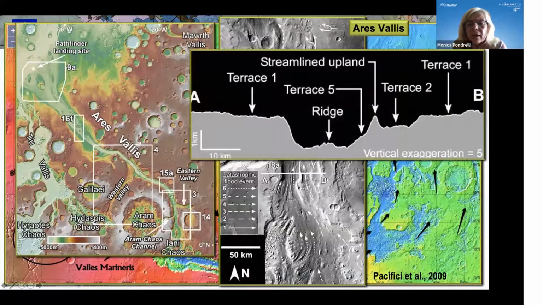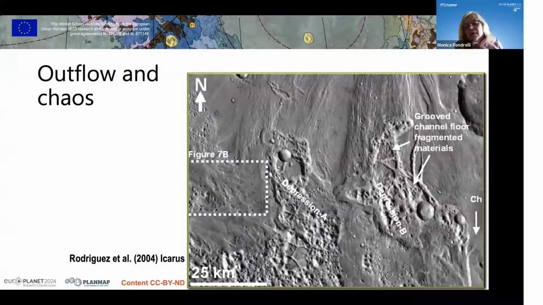This is a topographic profile, just to show you the topography, very similar to the one we saw before on Earth. Look at the scale. The scale is again huge. And on Mars, these channels appear to originate from chaotic terrain. So the water seems to source from the groundwater.